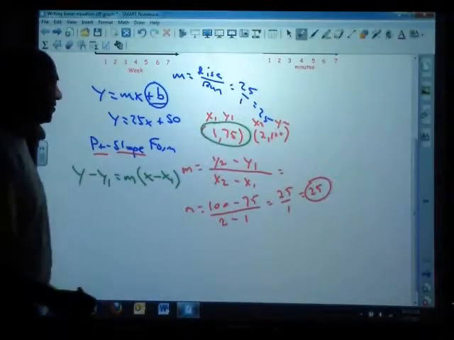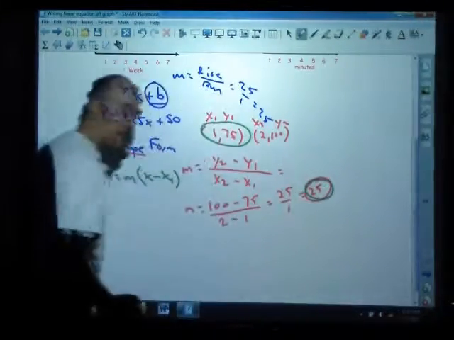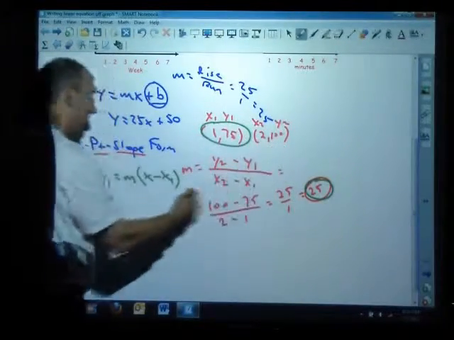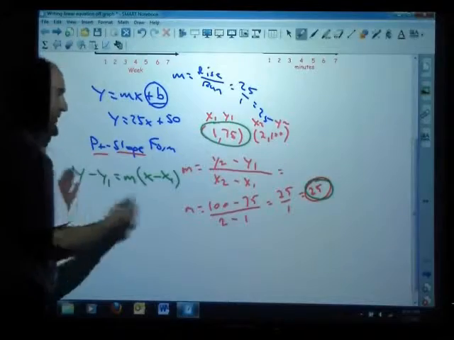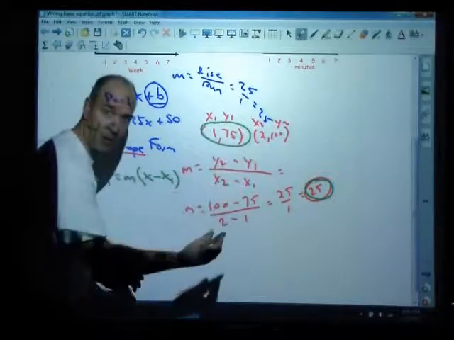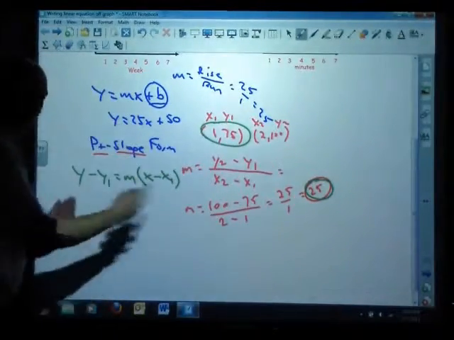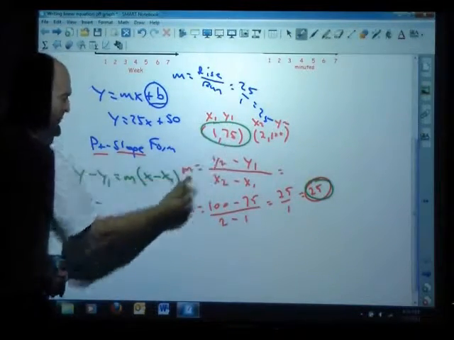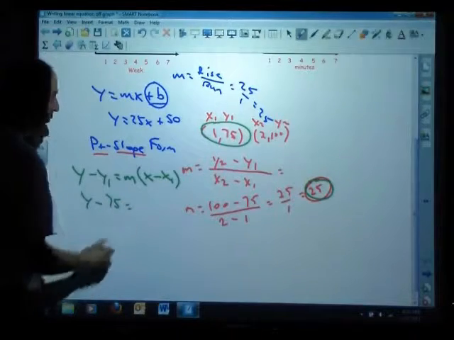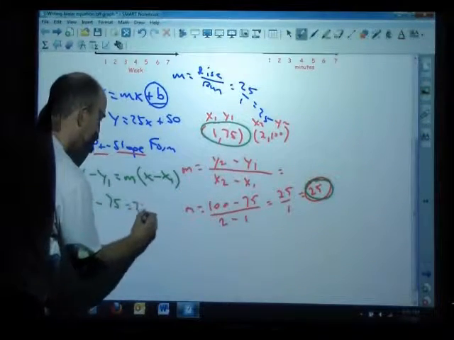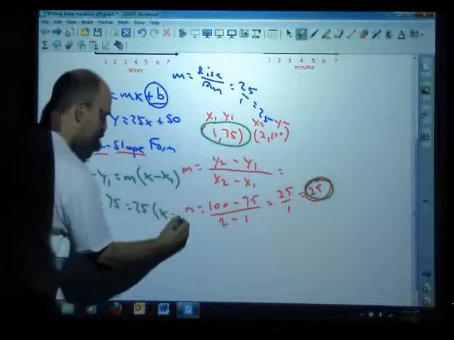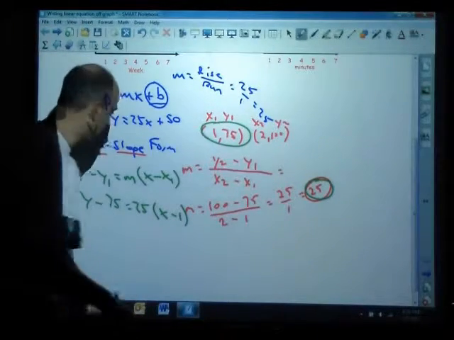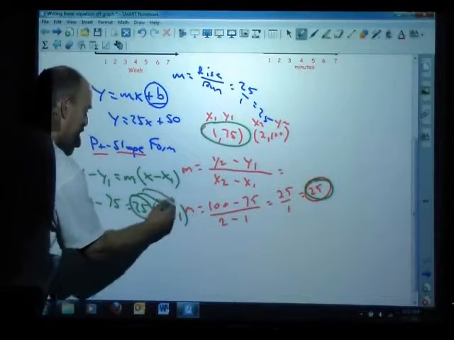All right? So I can see I've got a slope value I've figured out from my points. I can take either one of these points and plug them into the equation model. I've already selected this one. It's got the smaller numbers. And I'm going to plug them into point slope form. So y minus the y coordinate of my given point would be 75 equals the slope, which is 25, times x minus 1.